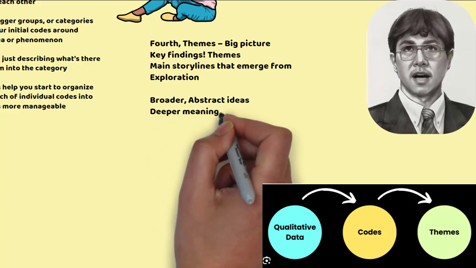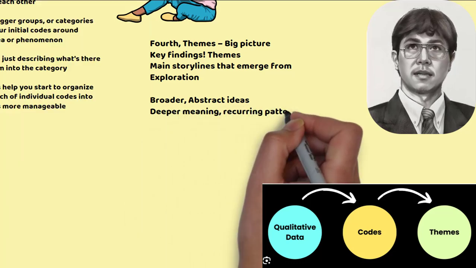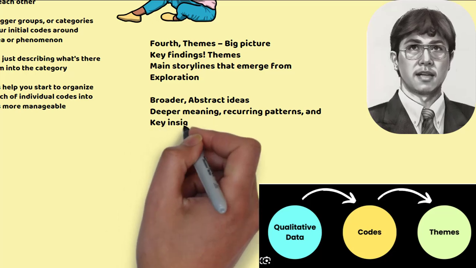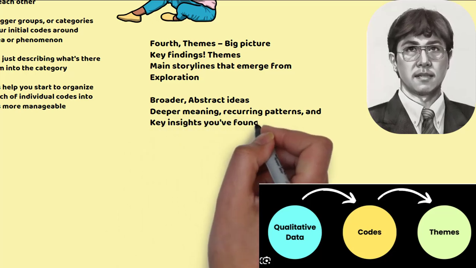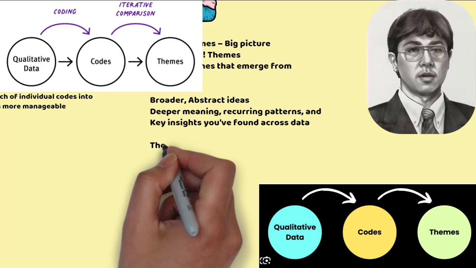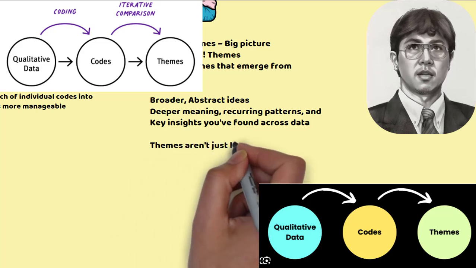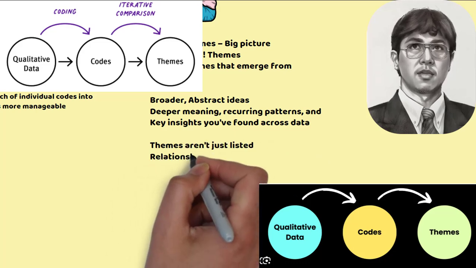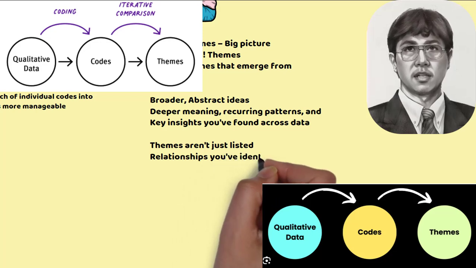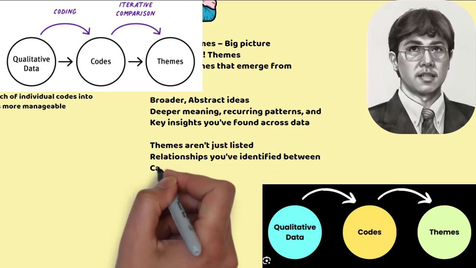Themes are like the main storylines that emerge from your forest exploration. They're broader, more abstract ideas that represent the deeper meaning, recurring patterns, and key insights you've found across all your data in relation to your research question. Themes aren't just listed, they come to life through the relationships you've identified between your categories.